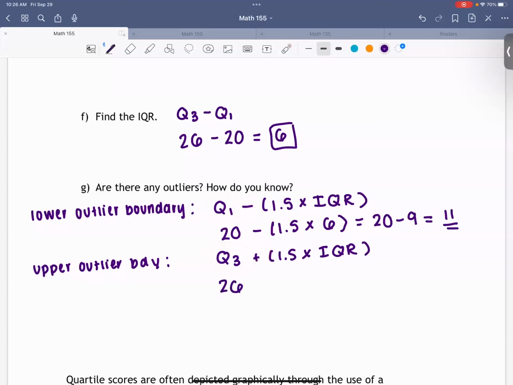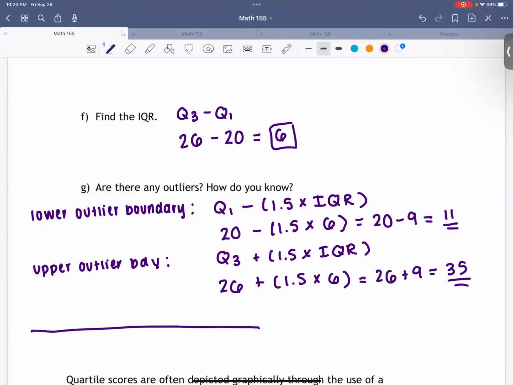Q3 is 26. I'm adding 1.5 times the IQR, which is 6. I like to do the multiplication first, write it down, and then add, because if I don't do that, I'm just going to make a mistake. So 26 plus 9 gives me 35. Okay. Now, the way I visualize this is if I had a number line, well, 11, my lower outlier boundary, would be lower than my upper outlier boundary, which is 35.